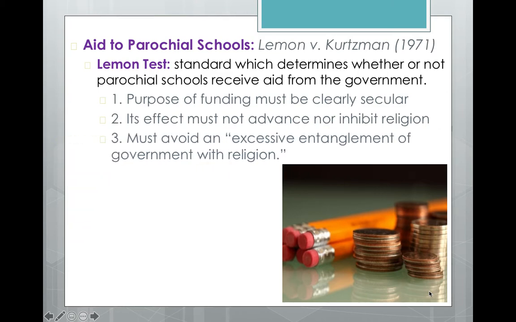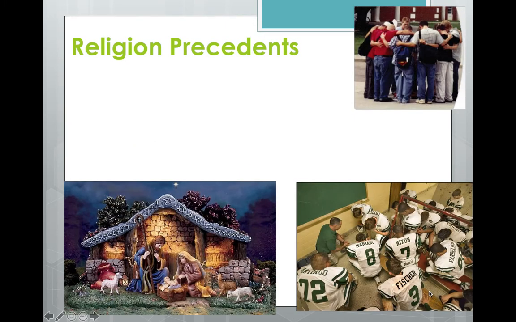Three, it must avoid an excessive entanglement of government with religion. And that's the key right there: we don't want the government to be tied to religion, because we want to protect religion and also protect the government, keeping them separate from one another. Because you have to remember that in Europe, we've had a lot of established churches that have forced people to believe, and people that are religious don't want to be forced, and people that are non-religious don't want to be forced either.